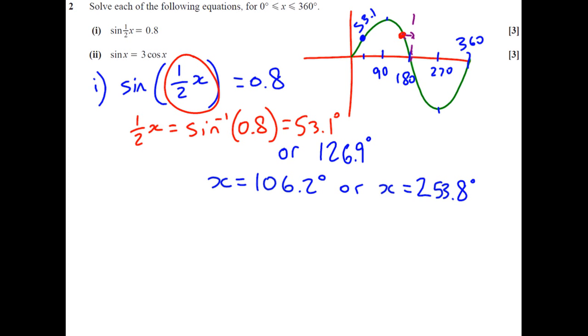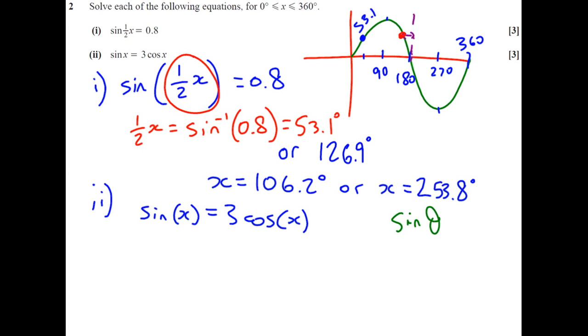Right, so that's the first question done. Part 2. Sine of x equals 3 cos of x. For this question, you need to know what you need to learn for Core 2, which is sine of an angle divided by cos of the same angle gives you tan of that angle.